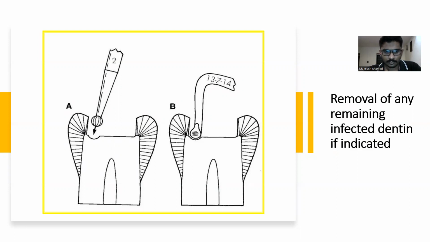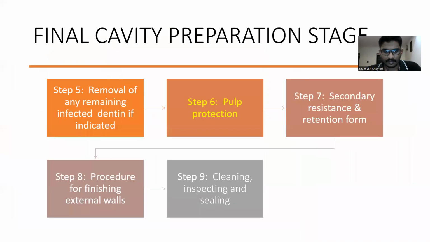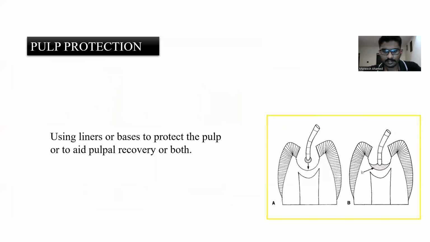And this infected dentin is removed by using either a slow speed bur or by using specialized hand instruments like spoon excavators. So removal of any remaining infected dentin, if indicated, is the first step in final cavity preparation. And what follows this removal of remaining infected dentin is pulp protection. We know that the material which we keep in the cavity can irritate the pulp, but especially in the case of amalgam restoration, the amalgam is a metallic restoration. It can conduct heat. So if the pulp is not properly protected, the amalgam restoration can induce pulpal damage.